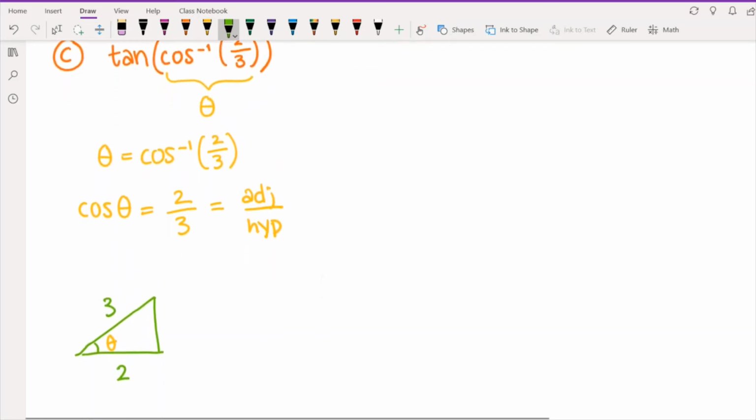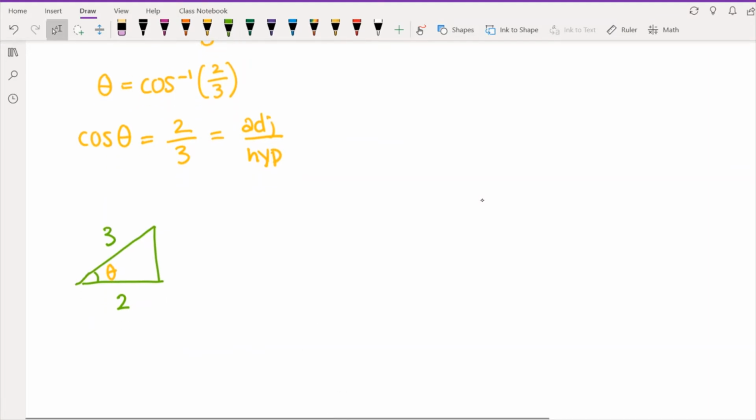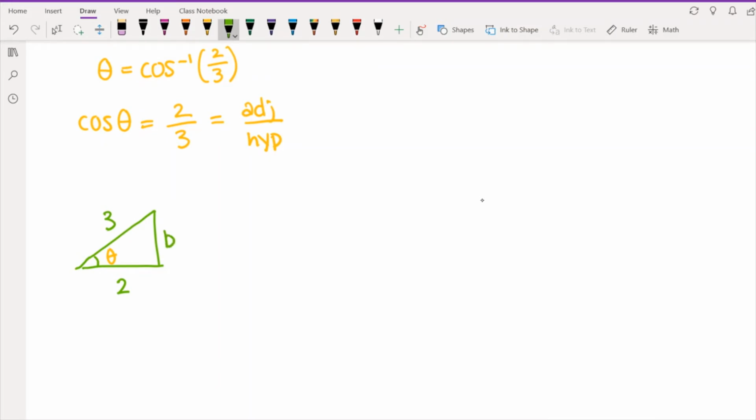And in this question, what we're looking to find is tangent, right? So we're eventually going to need the opposite side. And so how can we find the opposite side? We can use the Pythagorean theorem. So we can call this b, and we can say 2 squared plus b squared is equal to 3 squared. And so that gives us 4 plus b squared is equal to 9. And so that means b squared is equal to 5. And so b is equal to the square root of 5.